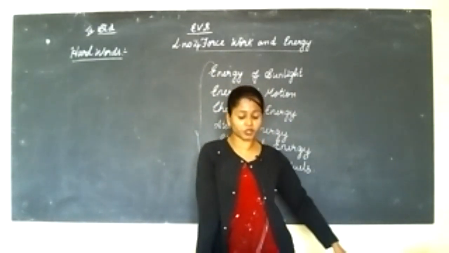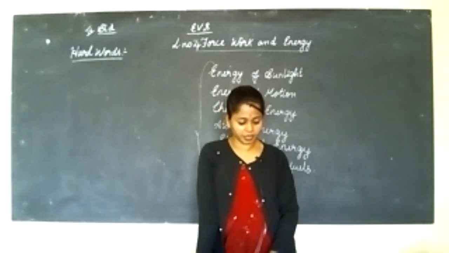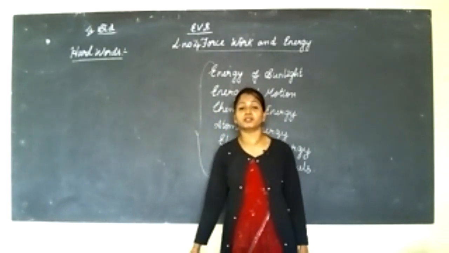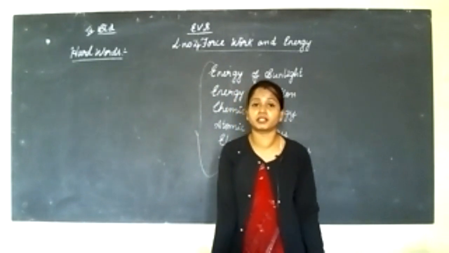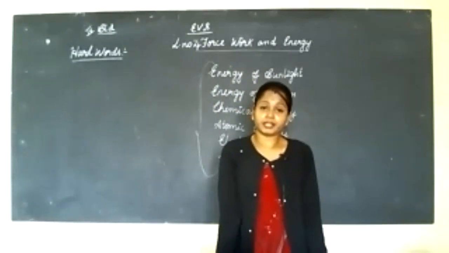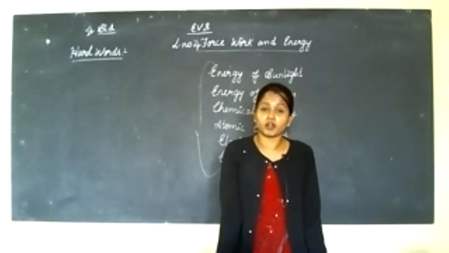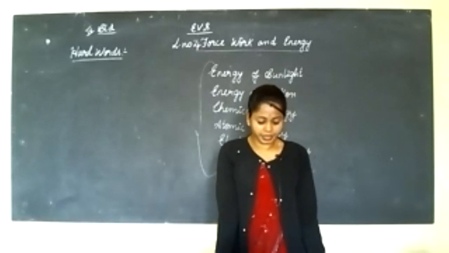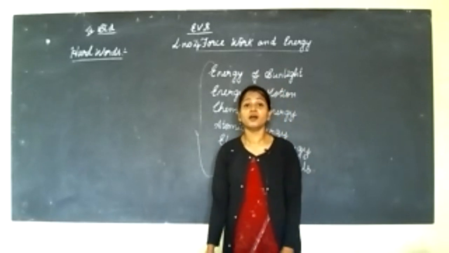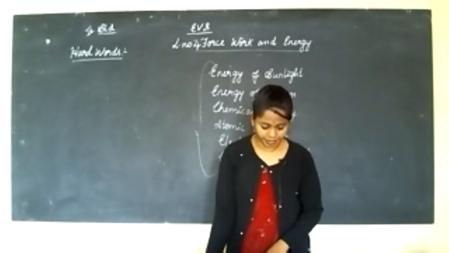And next is atomic energy. An atom is the smallest particle of matter. When atoms split, we get atomic energy. This energy is used for producing electricity.